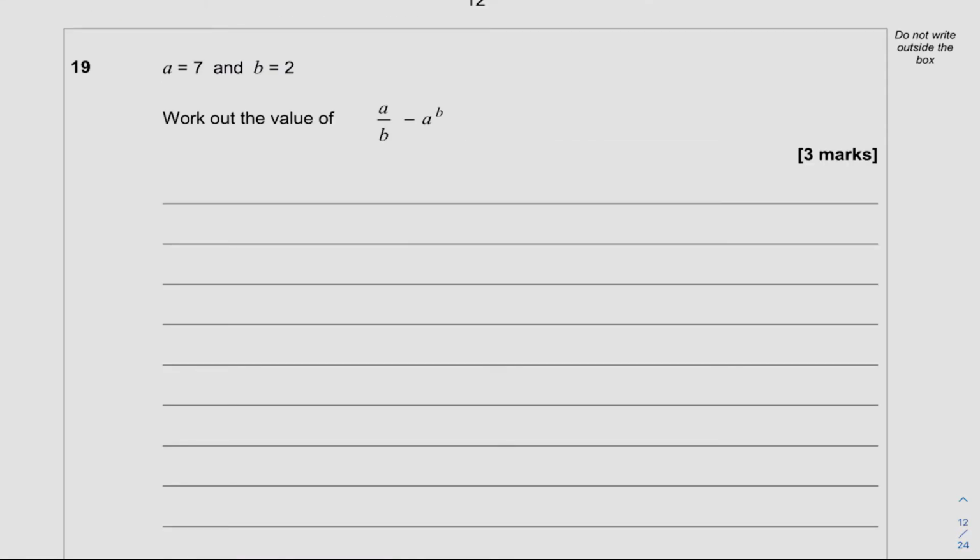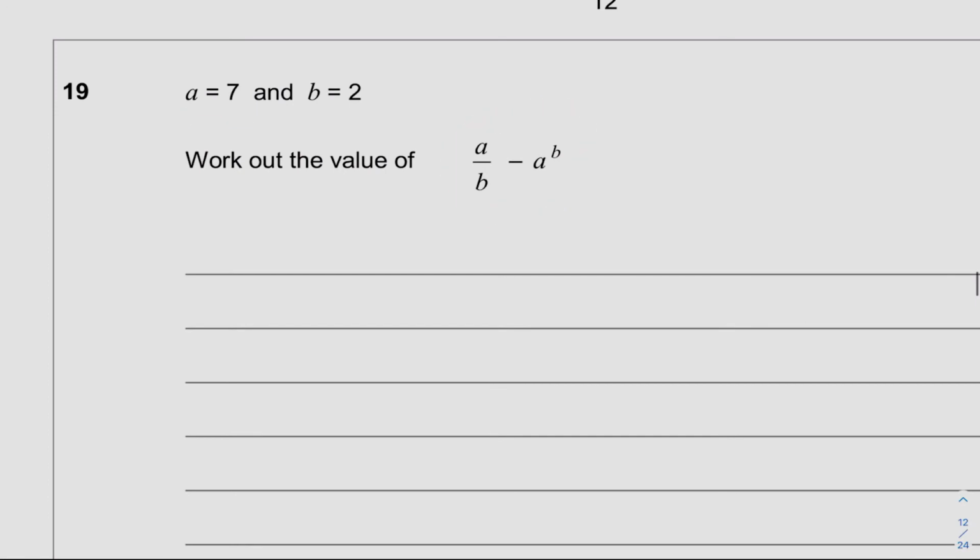So question 19 is algebra, so we've got a equals 7, b equals 2, and we need to work out the value of a over b, take away a to the power of b. So wherever we see an a in this expression here, we replace it with a 7, and wherever we see a b in this expression, we replace it with a 2. So we've got 7 over 2, and then we've got take away 7 to the power of 2.